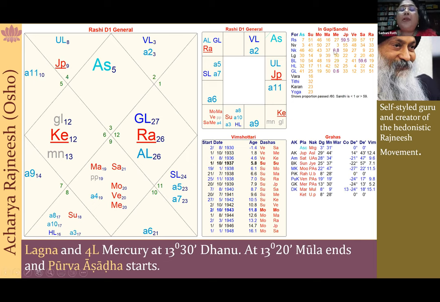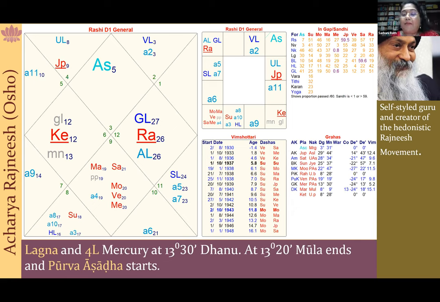Now you can see that Mercury is in Rashi Sandhi, right? Mercury is his Lagna Lord and his fourth Lord. And Mercury is actually placed at 13 degrees, 30 minutes of Dhanu Rashi. Now exactly at 13:20, Mula Nakshatra ends and Purva Ashara Nakshatra begins. So barely has Mula ended and Purva Ashara started. So technically we will say that that planet is in Purva Ashara, but it was born between the Sandhi of Mula and Purva Ashara in the sign of Dhanu.